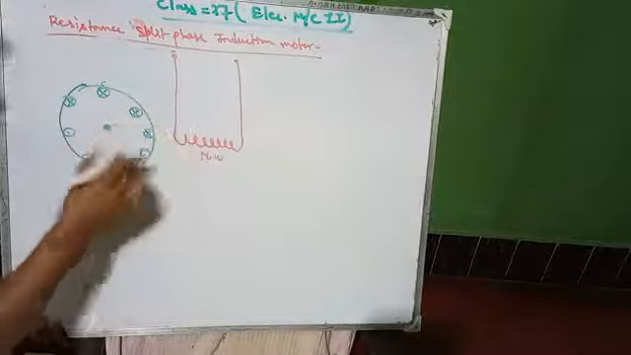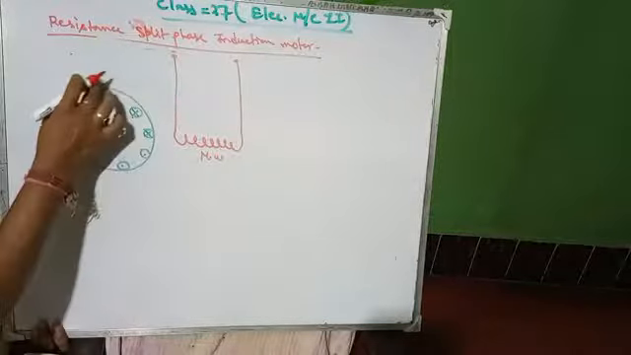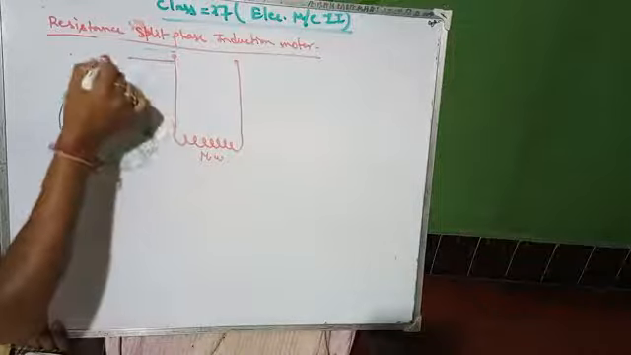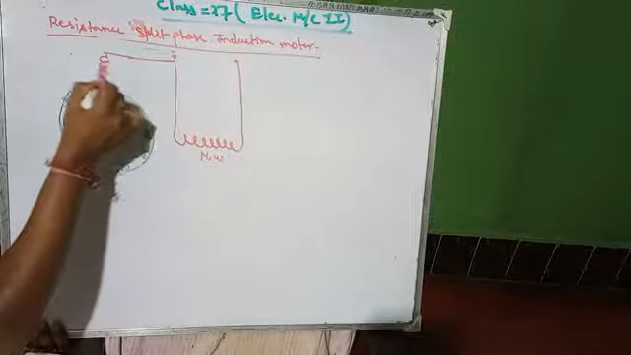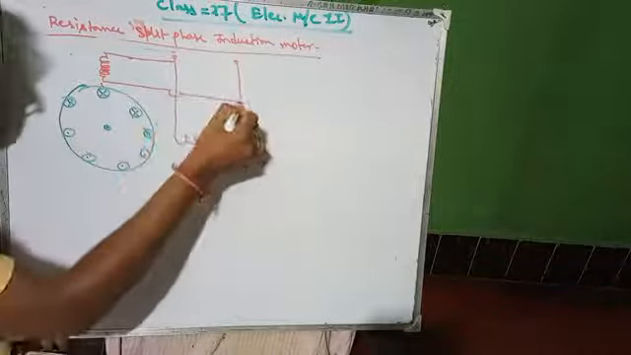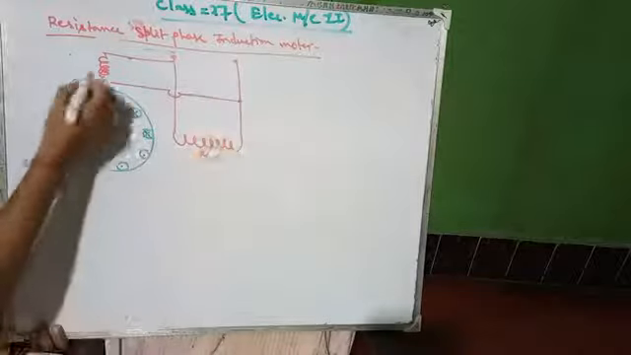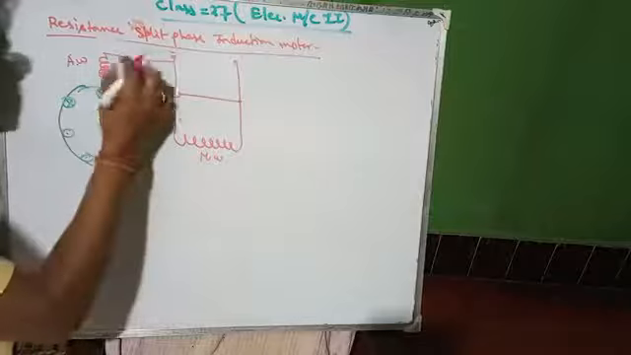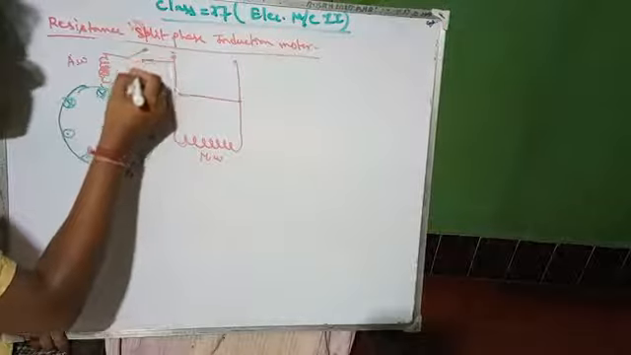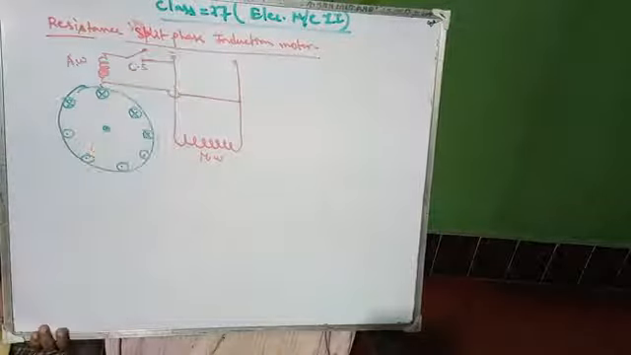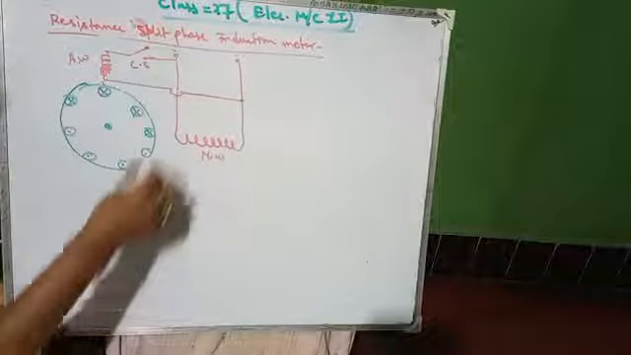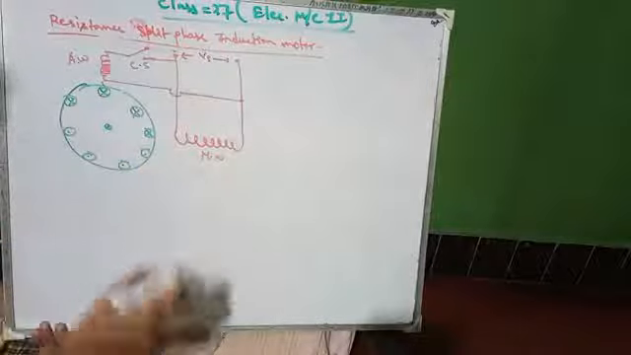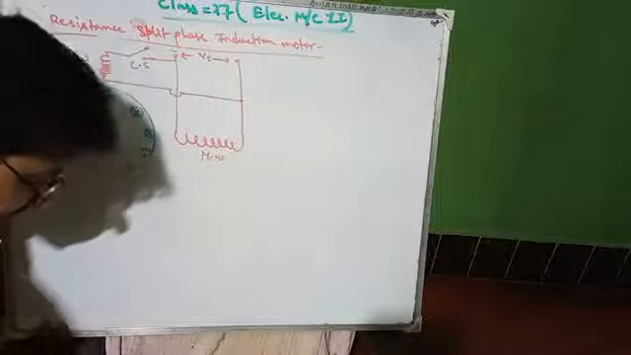So we have to make it rotating by connecting an auxiliary winding in quadrature with the main winding. Okay, so this is AW, that is the auxiliary winding. There will be a switch called the centrifugal switch, CS. And this is your Vs, the supply voltage, single phase supply is given.